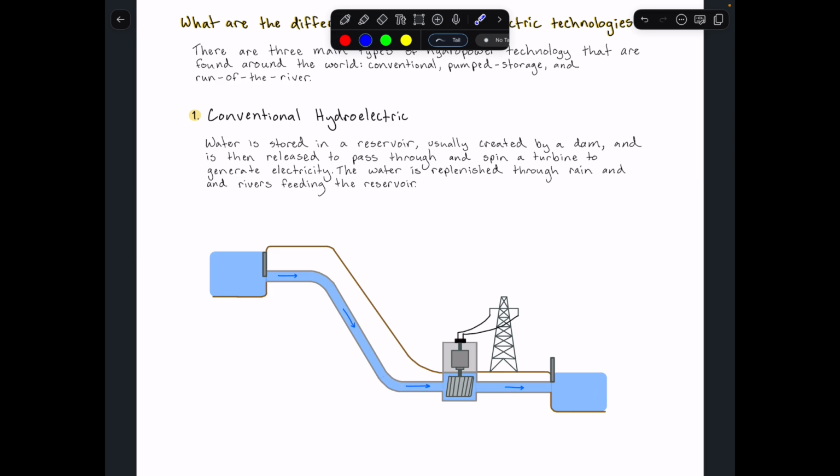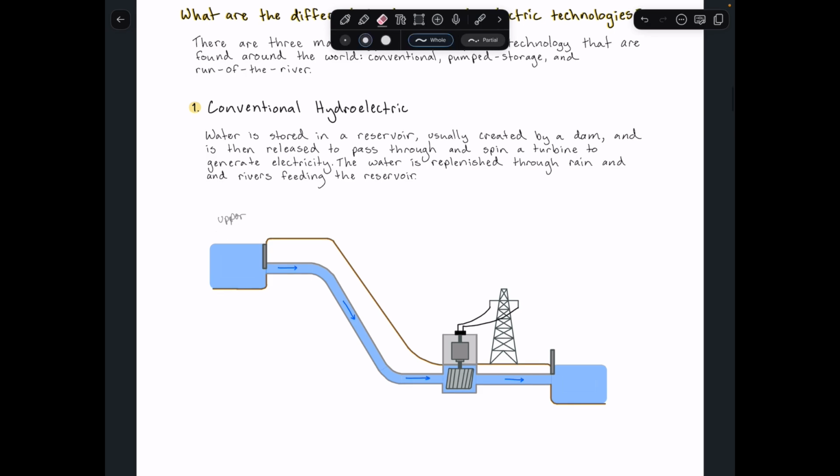Here, a conventional hydroelectric dam generates electricity by storing water in a reservoir behind a dam, like we had discussed before. And here's a little simplified side view. It then releases the water through turbines to generate electricity. So here, there's this thing up here called the upper reservoir. Oops, my handwriting's a little messy there. Let me zoom in a little bit.